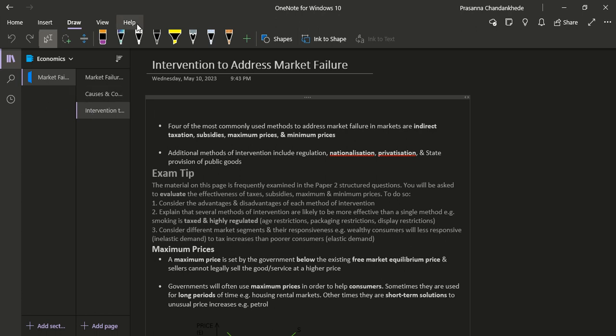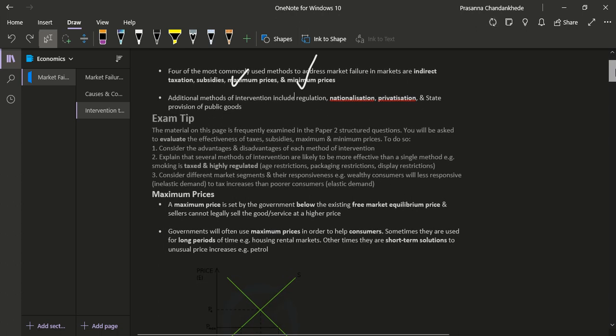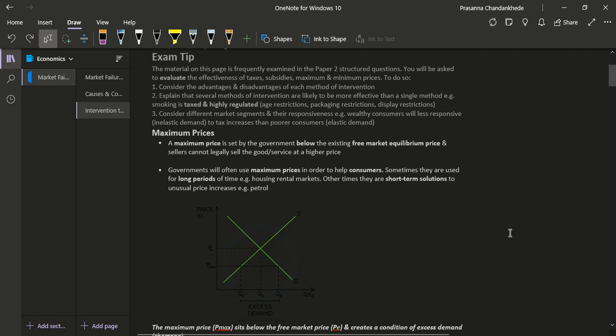What are these maximum prices, minimum prices? Let's start with maximum price. Maximum price is set by the government below the existing free market equilibrium, and sellers cannot legally sell the goods or services at a higher price. Governments will often use maximum prices in order to help their consumers. Sometimes they are used for long periods of time, for example housing rental markets. Other times they are short-term solutions to unusual increases, for example petrol.